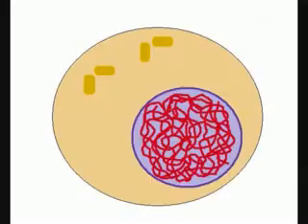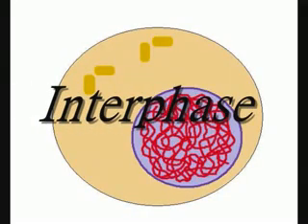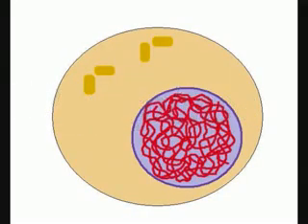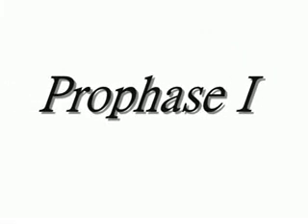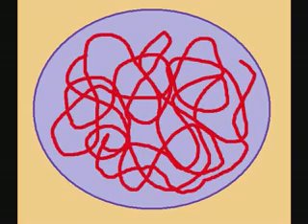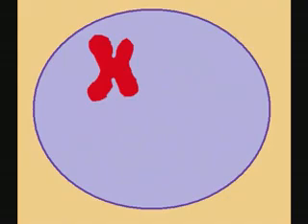Now back to meiosis. The first stage of meiosis is interphase. During interphase, the cell gets ready for meiosis by duplicating its chromosomes and centrioles. The second stage is prophase 1, which is the longest part of meiotic cell division. At the beginning of this stage, chromatin strands of DNA coil up into individual chromosomes.